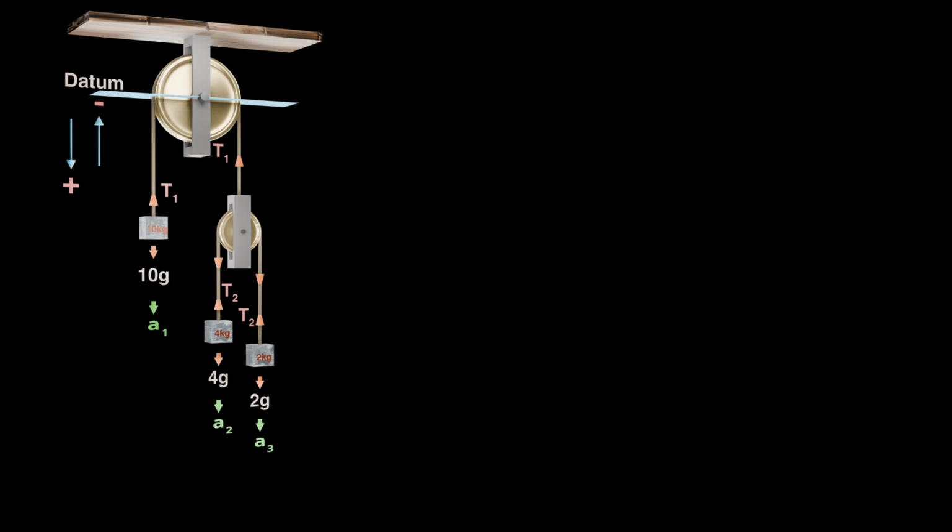To determine the accelerations of the system, we apply Newton's second law of motion to each mass in the direction of its respective acceleration. Starting with the 10 kilogram mass, the forces acting on it are its weight 10g and the upward tension in the rope, T1. Using Newton's second law, the net force is 10g minus T1 equals 10 times A1, where g is the gravitational acceleration and A1 is the acceleration of the 10 kilogram mass.